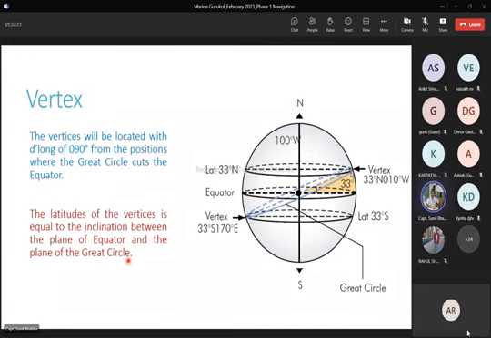Sir, with this number 2, the second statement, can we say that when this great circle crosses the equator, the course at that time will be equal to the latitude of the vertex of this great circle? Okay. Now, beta, course will not be equal to the latitude of the vertex. The angle of cut will be equal to the latitude of the vertex.